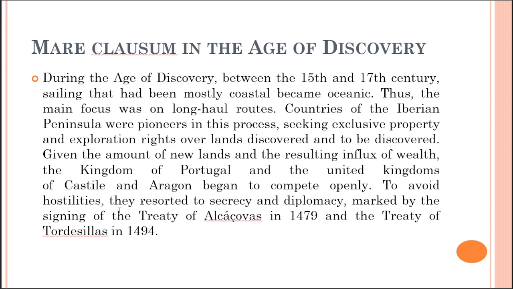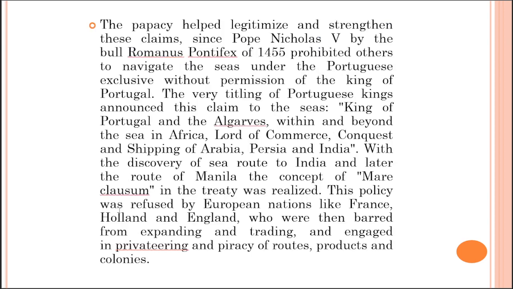Given the amount of new lands and the resulting influx of wealth, the Kingdom of Portugal and the United Kingdoms of Castile and Aragon began to compete openly. To avoid hostilities, they resorted to secrecy and diplomacy, marked by the signing of the Treaty of Alcáçovas in 1479 and the Treaty of Tordesillas in 1494.